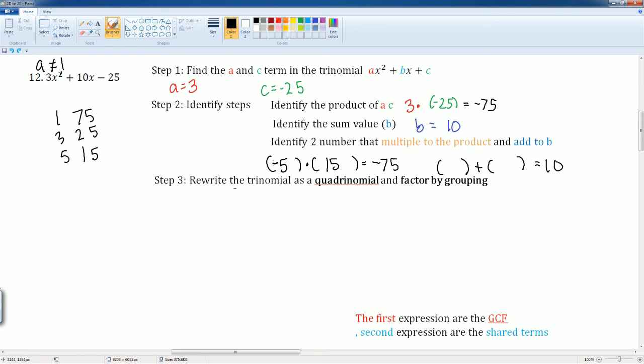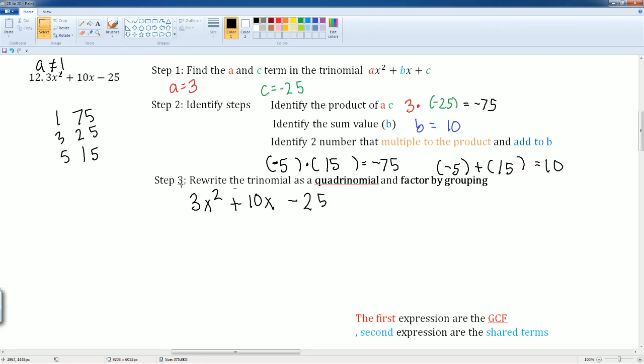So let's put the negative here on that 5. Negative 5 times 15 gets you negative 75. Negative 5 plus 15 does get you your 10. Now we want to write it as a quadrinomial. So you have your 3x squared plus 10x minus 25.